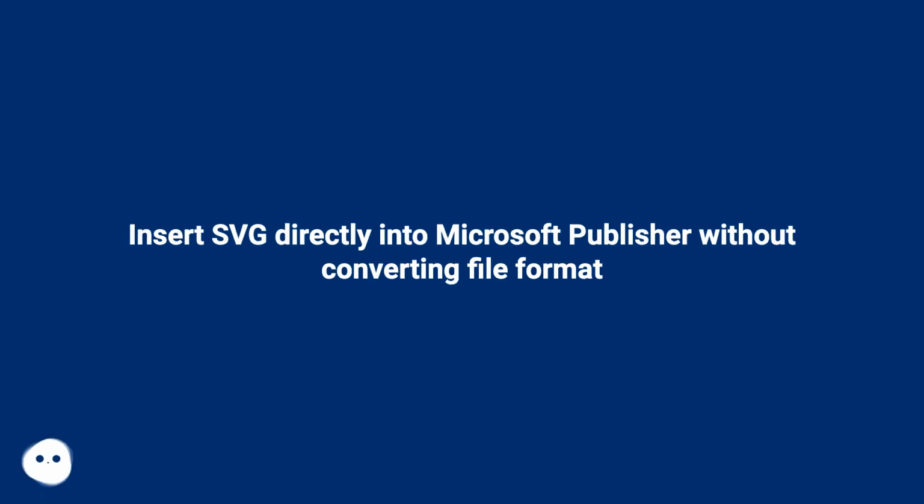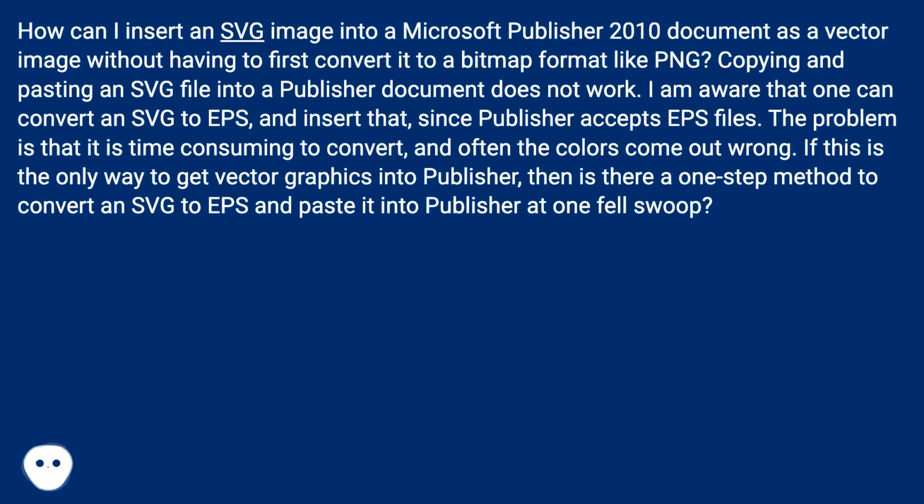Insert SVG directly into Microsoft Publisher without converting file format. How can I insert an SVG image into a Microsoft Publisher 2010 document as a vector image, without having to first convert it to a bitmap format like PNG? Copying and pasting an SVG file into a Publisher document does not work.